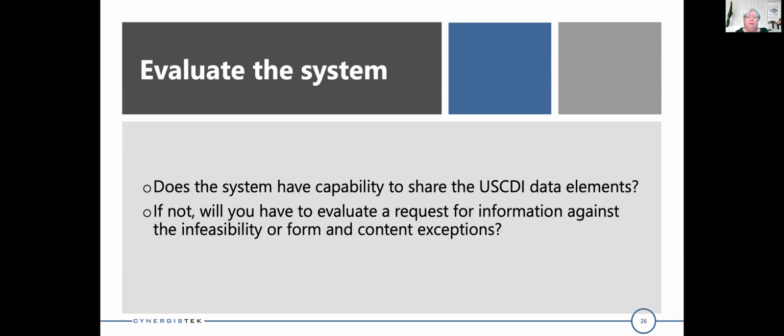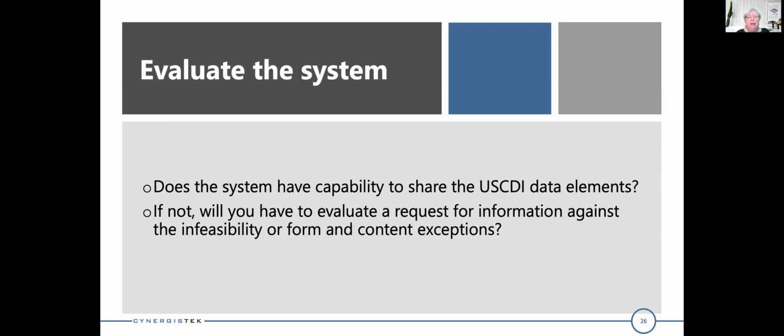Does the system have the capability to share the US CDI data elements? Now remember, it's not requiring that you comply with the US CDI standard, at least not today, but you have to be prepared to share the data elements. And if you're not prepared to share the data elements, then you're probably going to want to have a process in place that you evaluate it against the information blocking exceptions to see if you can fit that within an exception. And you might be able to document, if you choose and believe you can fit an exception, you just document that we're always applying this exception, or we're always applying it until our system is capable of sending this.